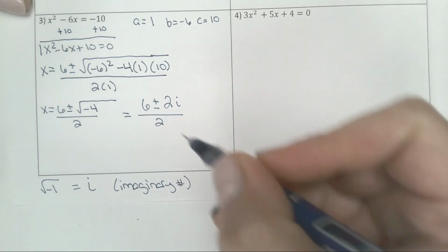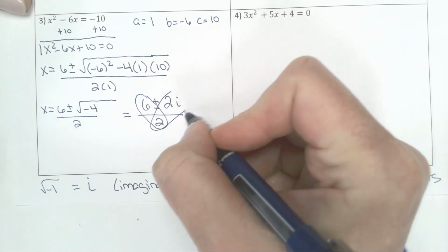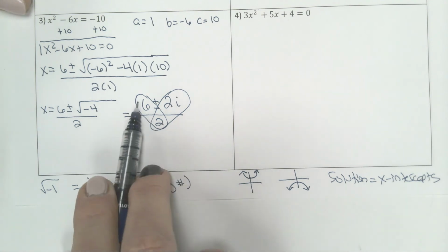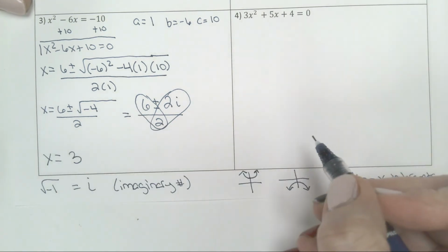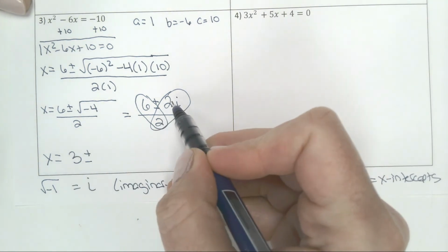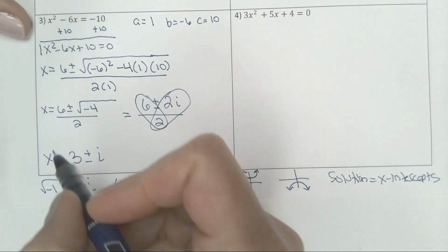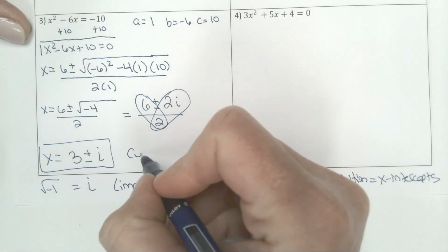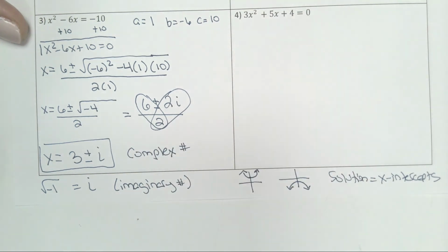This is a fraction that can be reduced. So when you reduce it, you have to divide each of the terms in the numerator by the denominator. So 6 divided by 2 is 3, plus or minus, and 2i divided by 2, so the 2's cancel each other out, and you just get i. So this is actually what we call a complex number.